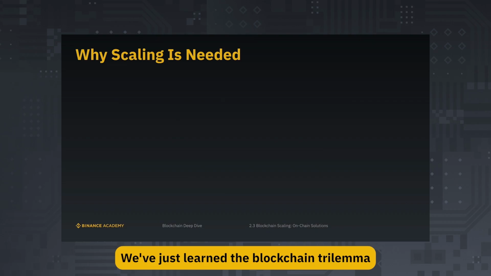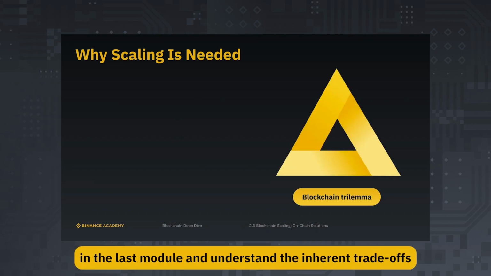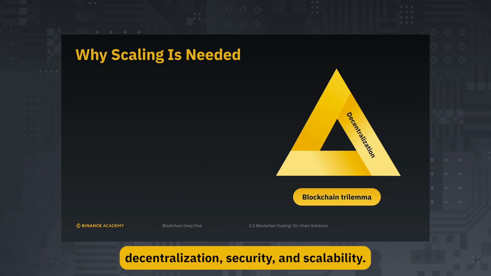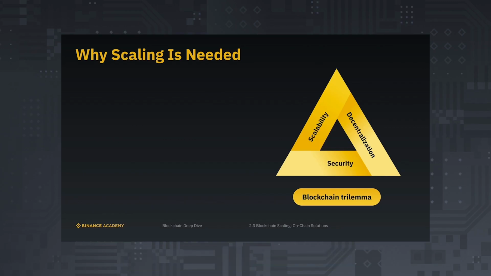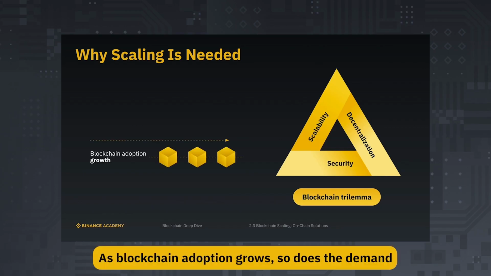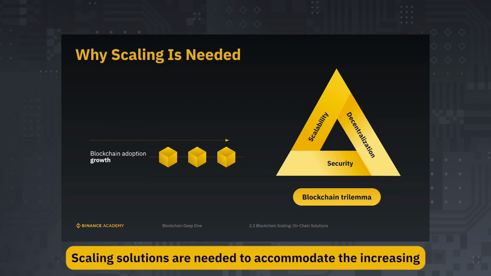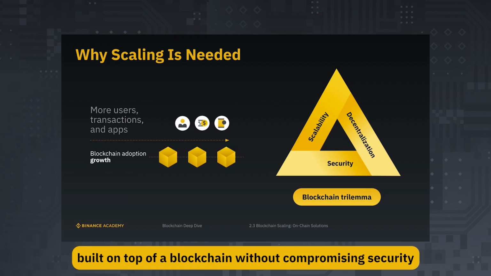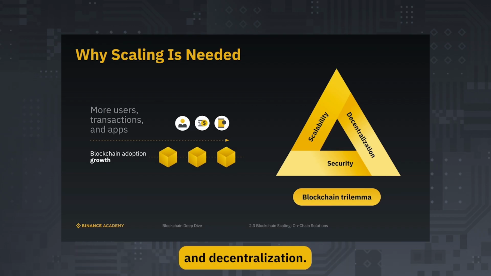We've just learned the blockchain trilemma in the last module and understand the inherent trade-offs among three core properties of decentralized networks: decentralization, security, and scalability. As blockchain adoption grows, so does the demand for faster and more efficient blockchain networks. Scaling solutions are needed to accommodate the increasing number of users, transactions, and applications built on top of a blockchain without compromising security and decentralization.